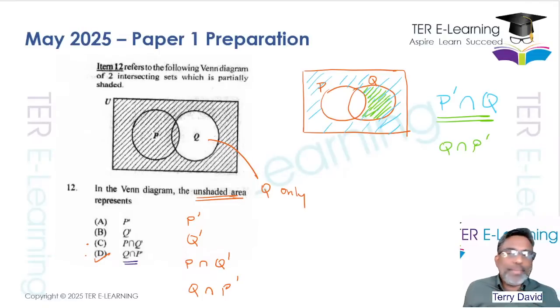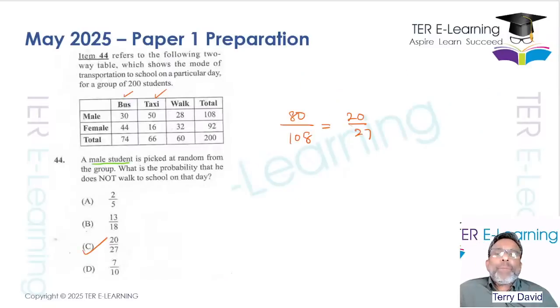I hope that makes sense. Some of you said just go back to the last question here. Let me go back to the last question. Let's read it again in case I read it wrong. It shows the mode of transport. A male student is picked at random from the group.